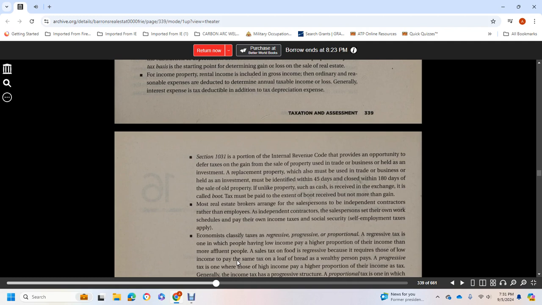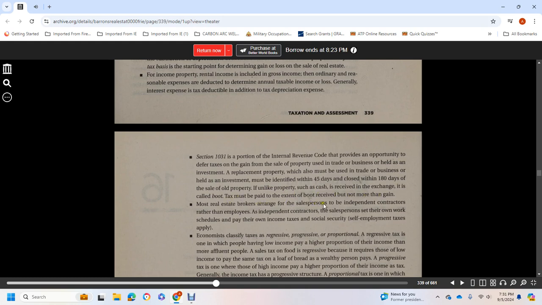to defer tax on the gain from sales of properties exchanged, held in a trade or business or as an investment, and the replacement property must also be held in a trade or business. The investor's replacement property must be identified within 45 days and the exchange closed within 180 days of the sale of the old property. If cash is received in the exchange, it is called boot. The tax must be paid to the extent of the boot received, but no more than the gain.